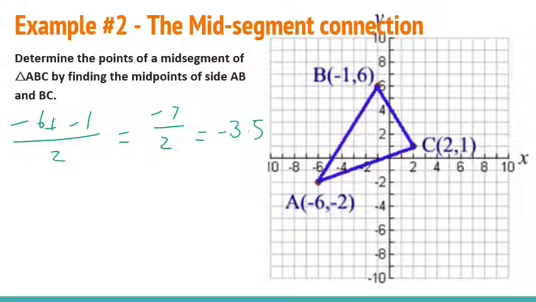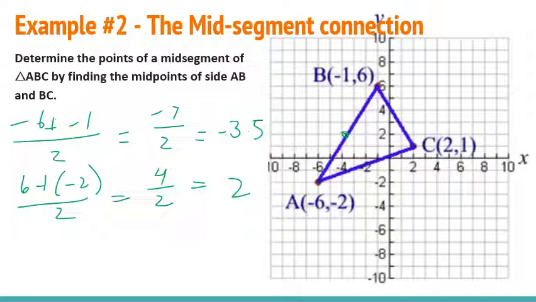You could call it negative 3.5. And then you've got 6 plus negative 2 over 2 equals 4 over 2. So that's 2. So that means if we go to negative 3.5, 2, right about there, that's our first point. Let's call that x. Okay, so negative 3.5, 2, that's x.